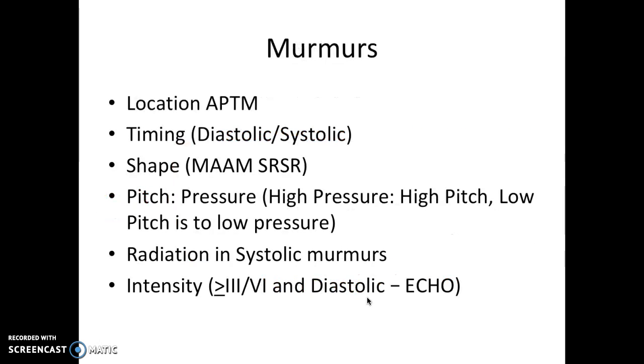So basically, in summary, location: don't forget APTM. Timing: diastolic and systolic. Shape: MS AR AS MR. The pitch, we talked about: high pressure is high pitch and vice versa. The radiations occur in the systolic murmurs, and for intensity, you want to work up either greater than grade 3 or a diastolic murmur with echo.